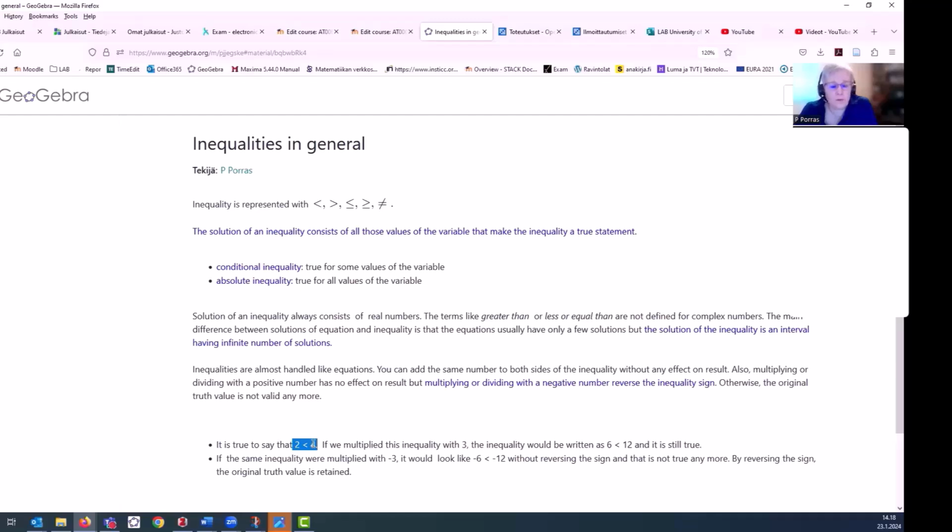No problem at all. But if you do it with -3, you get -6 and here -12. -6 is more than -12. So this statement is not true anymore. This is false. But if you reverse the sign, so your statement would be -6 more than -12, then it's true. So whenever you multiply or divide with a negative number, reverse the inequality sign. This can be the first thing you do because it happens every time.